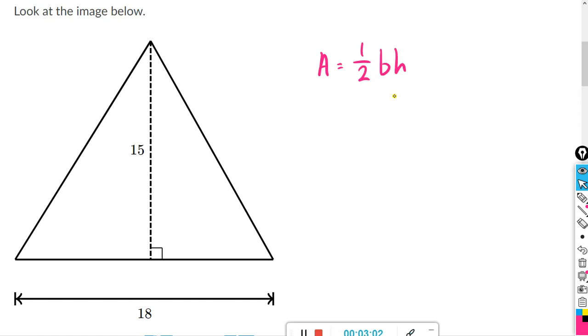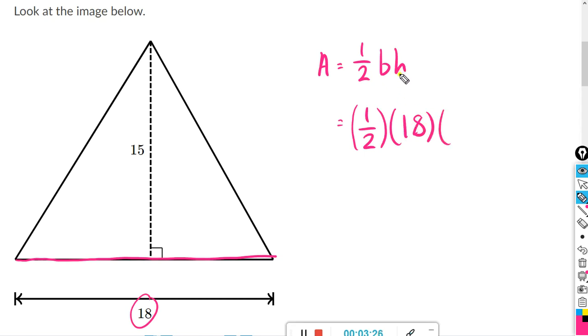All right, so same formula each time, area of a triangle. We start with 1/2. The base is going to be this side right here. That's 18. So in place of b, I write 18. And the height has to be perpendicular to this base. It needs to start at a vertex point, and then it has to be at a right angle to the base. So the height is 15.